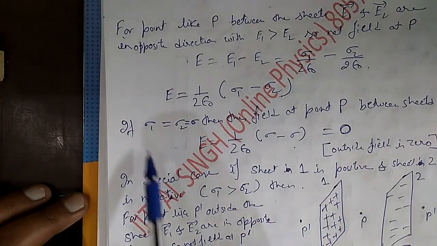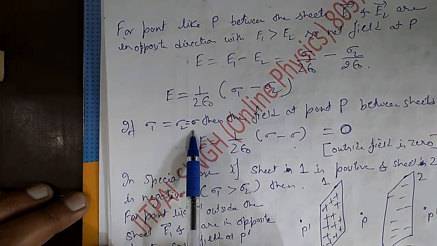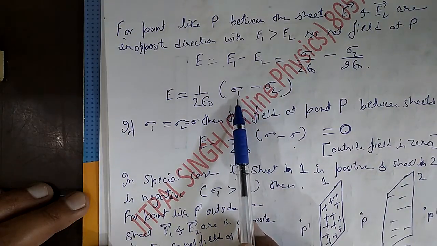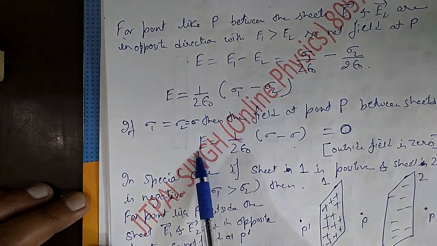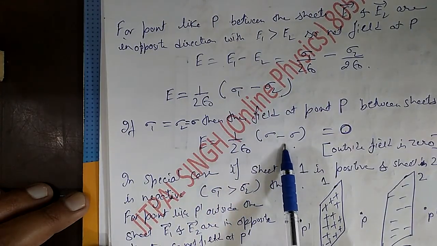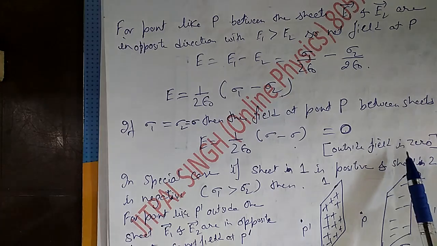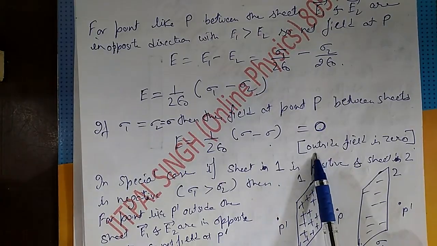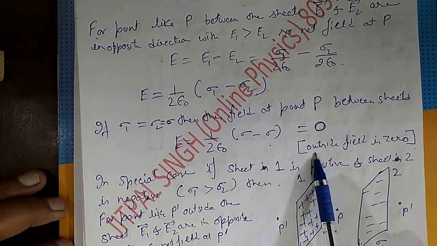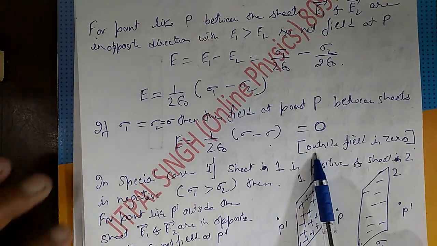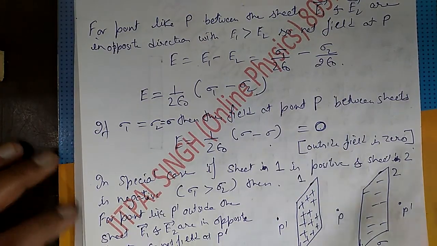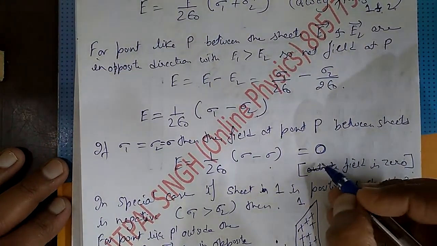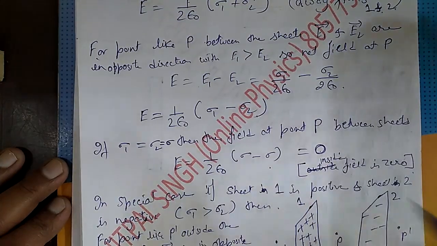Now there is a special case. If sigma 1 equals sigma 2 equals sigma, then the field at point P between the sheets, we just use sigma in place of these two. So E equals 1 by 2 epsilon naught, sigma minus sigma, we will get 0 field. So if we have two infinite plane sheets having the same surface charge density, then at every point in between the two sheets, the electric field is everywhere 0. Remember, it is not outside, it is inside.